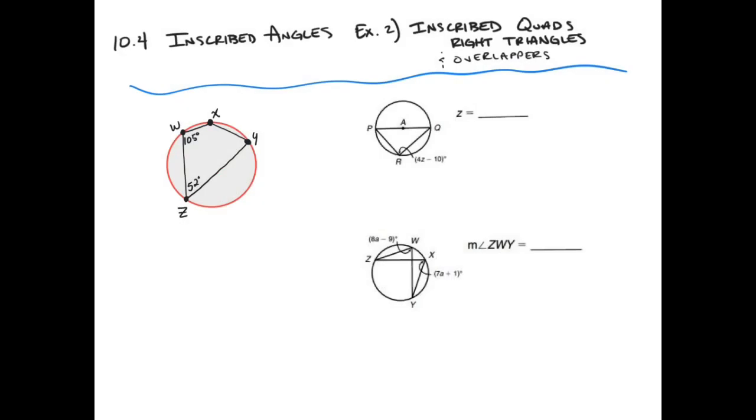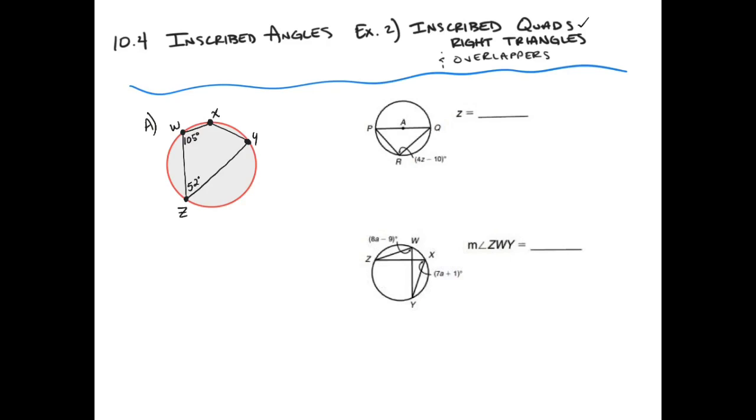Alrighty guys, in this example we're looking at inscribed angles again, and this time we're looking at the fun things that inscribed angles do with inscribed quadrilaterals, right triangles, and when we have overlapping, I call them overlappers. They're inscribed angles that share the same arcs. So first of all, let's start with inscribed quadrilaterals. Take a look off to the left here, we'll call this example A, so we know what we're looking at.